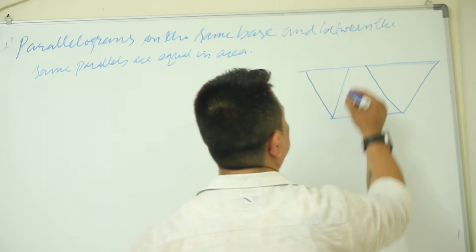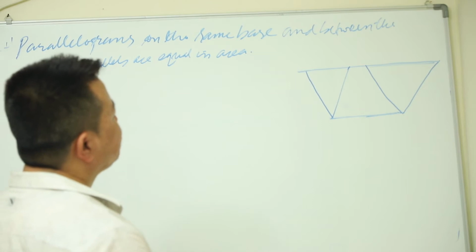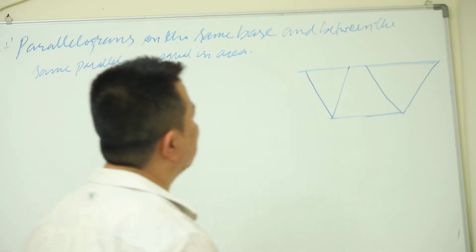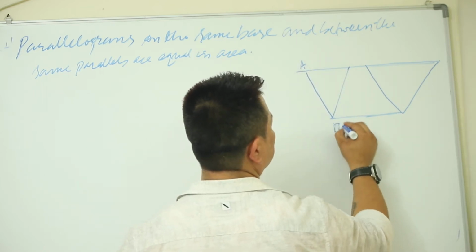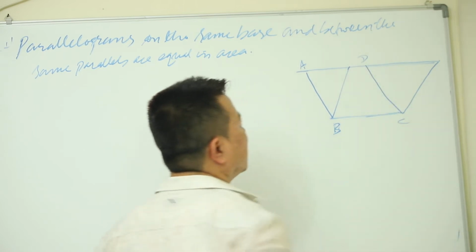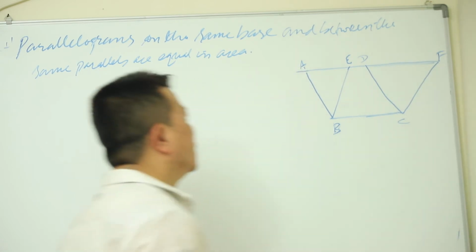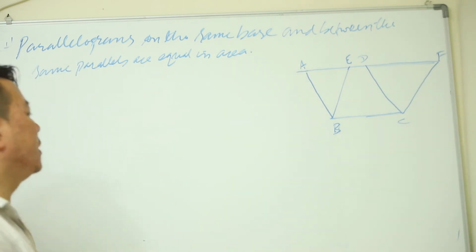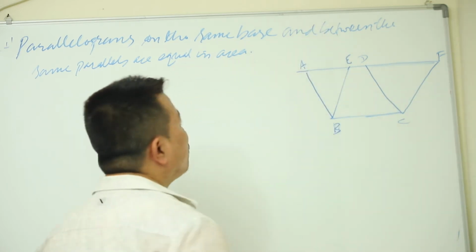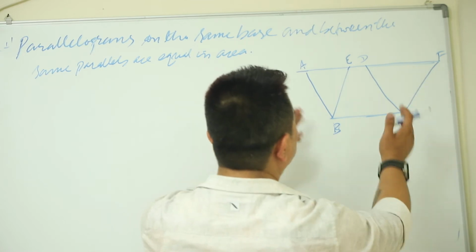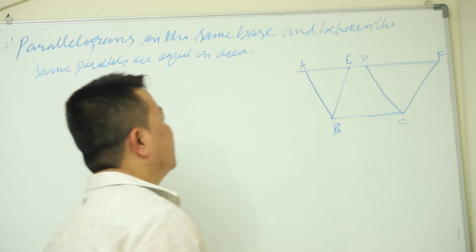So there are two parallelograms. The diagram is very poor, but you can name the points A, B, C, D, and this point E, this point F. Now you can see two parallelograms here. One is ABCD, another one is EBCF. And these two parallelograms have the same base BC, and they are between the same parallels AF and BC.